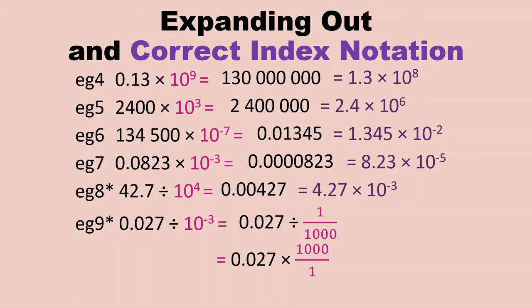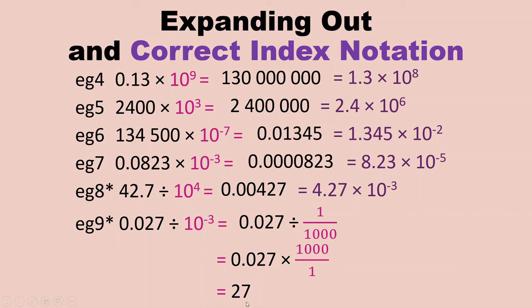1,000 over 1 is 1,000. So 0.027 times by 1,000. Let's move that decimal point 3 places to make this number bigger. 1, 2, 3 is 27. So this strange expression here, which is not in standard form, has a value of 27.